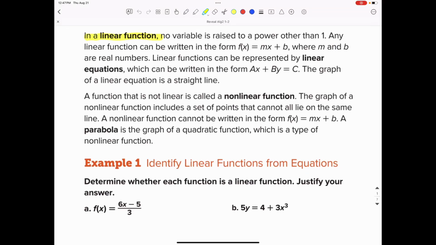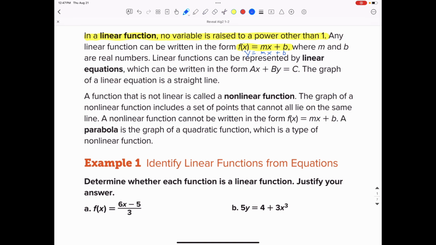In a linear function, no variable is raised to a power other than 1. Any linear function can be written in the form f of x equals mx plus b. And you may have seen this before in the form y equals mx plus b in Algebra 1. So it's actually saying the same thing.